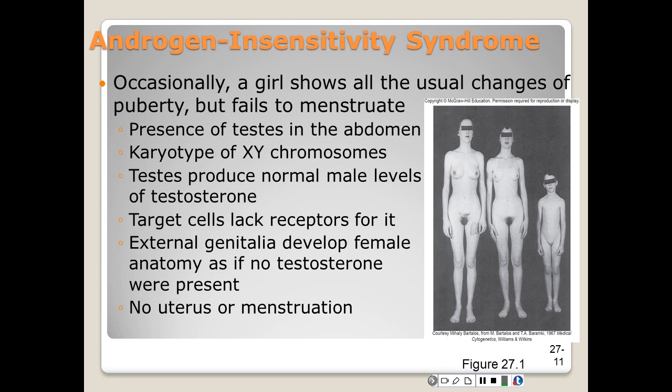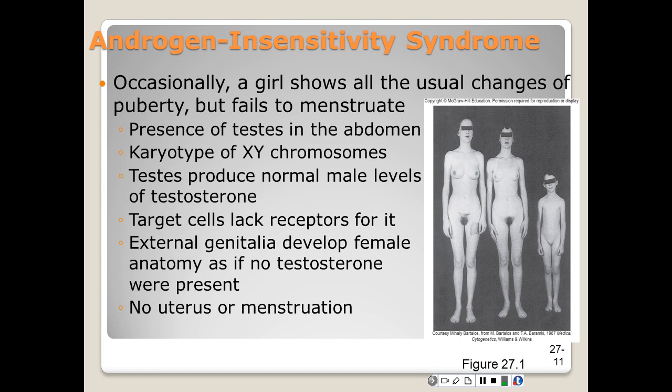Alright, so let's look at this particular syndrome, androgen insensitivity syndrome. This occurs when occasionally a girl shows all the usual signs of puberty but fails to menstruate. Sometimes there is a presence of testes in the abdomen, and a karyotype of XY chromosomes. Remember, females are supposed to have XX chromosomes.